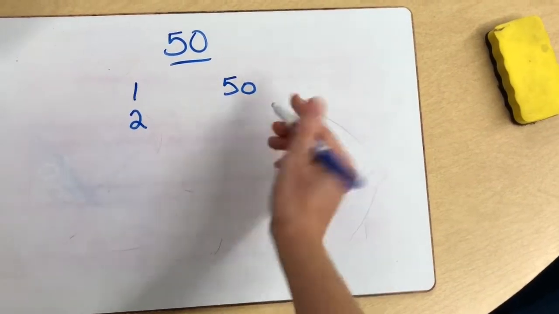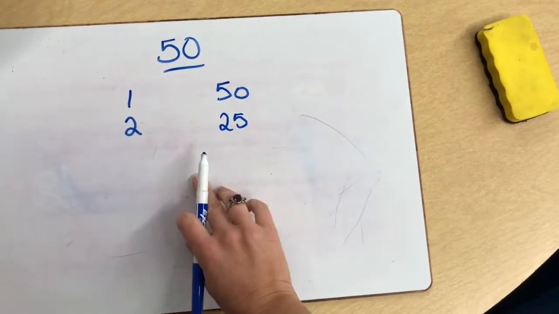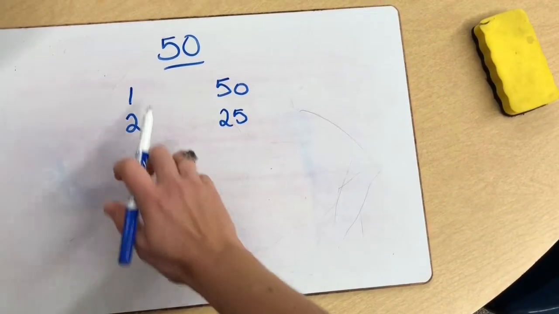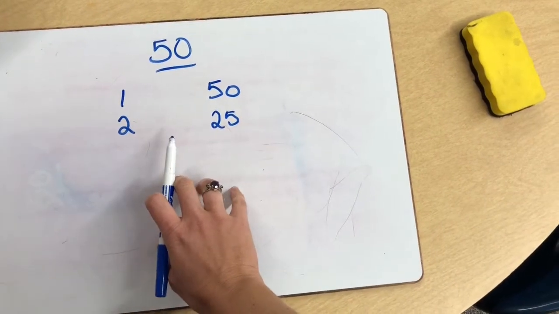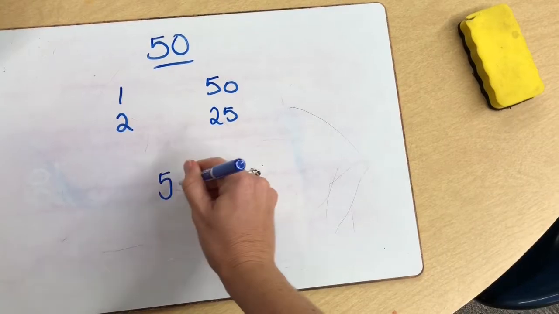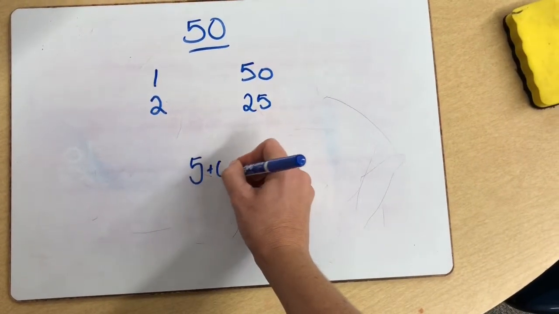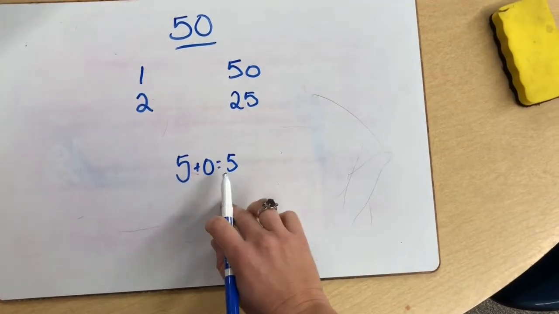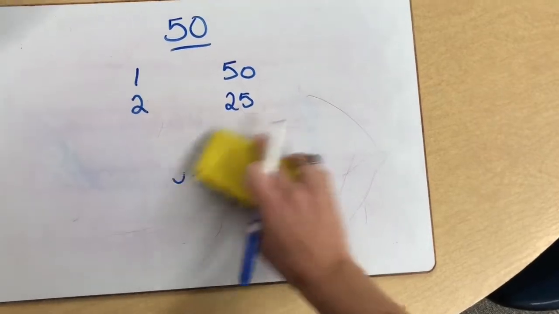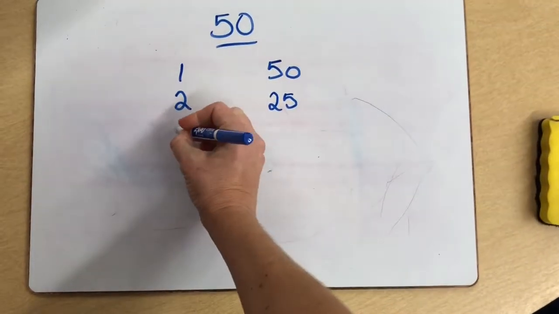And I know 2 times 25 would give me a product of 50. Now I want to go through all of my numbers in order and think about them. I'm going to think about the number 3, but I know that for all multiples of 3, the digits add up to 3 or a multiple of 3. 5 plus 0 is 5, so that means 3 is not a multiple. So I'm going to move on to 4.